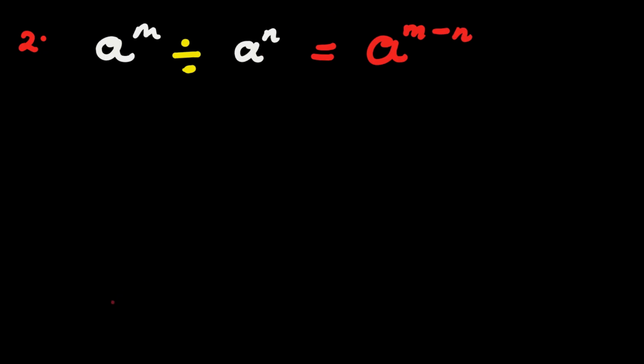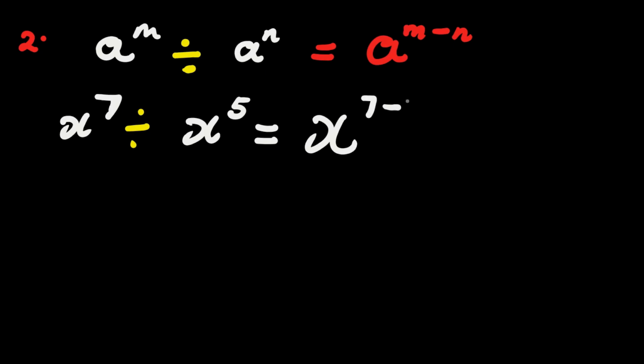Now let's take the examples. Our first example will have to be x to the power of 7 divided by x to the power of 5. So the second law states that if you divide the same bases, you subtract the exponents. So keep the base, we subtract the exponents, meaning it's x to the power of 7 minus 5. So 7 minus 5 is equal to 2. So the answer is x to the power of 2. And this is our answer for this example.